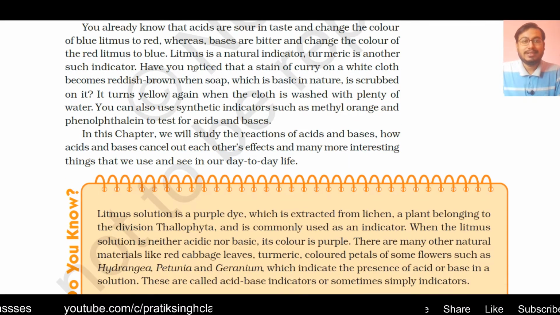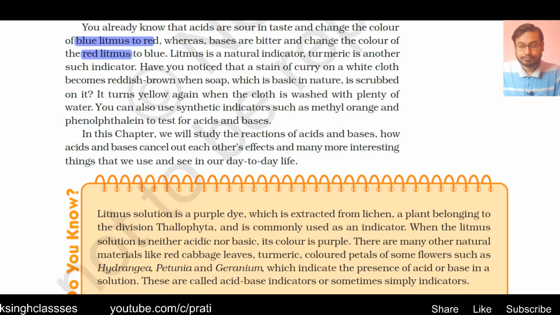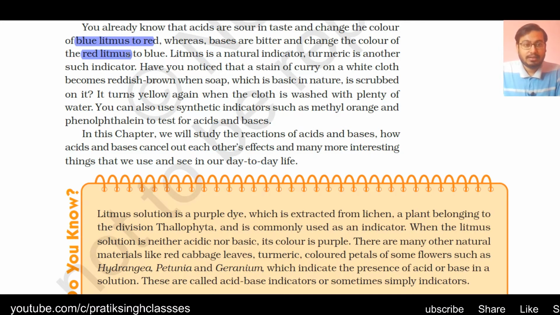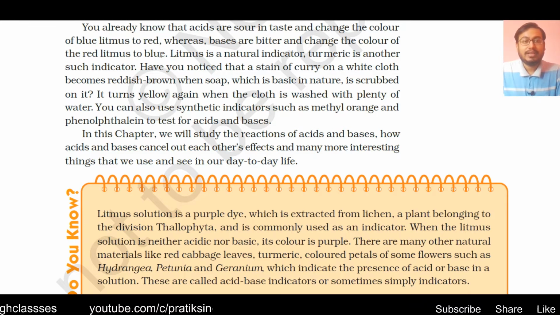You already know that acids are sour in taste and change the color of blue litmus to red, whereas bases are bitter and change the color of red litmus to blue. So always remember that when blue litmus changes to red, it shows the presence of acid, and when red changes to blue, it shows the presence of base. In this way we can find out the taste without actually tasting it.